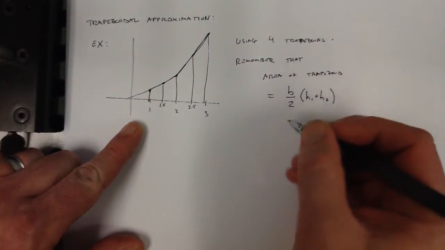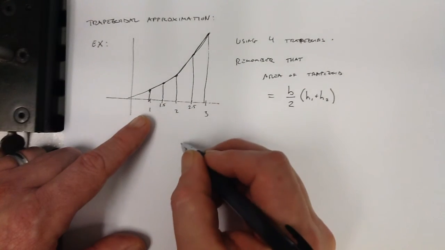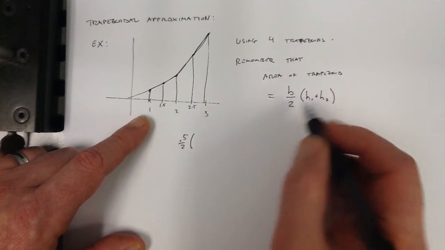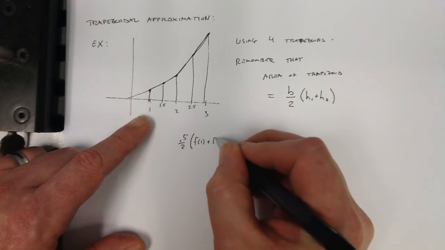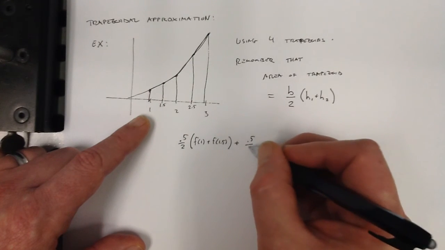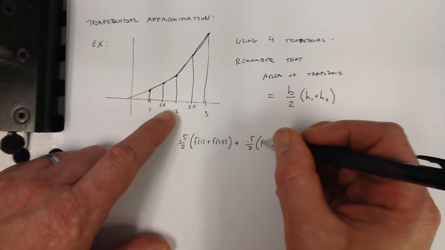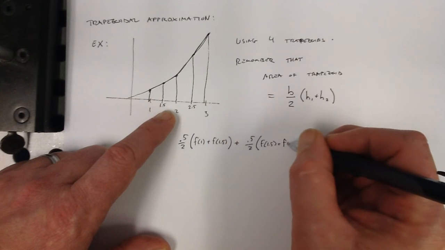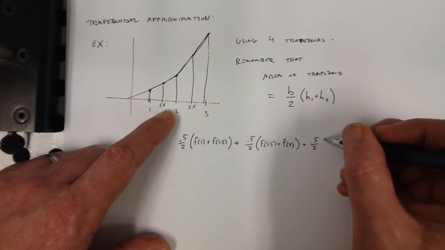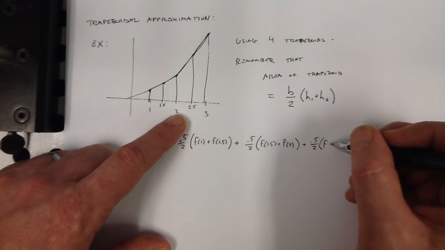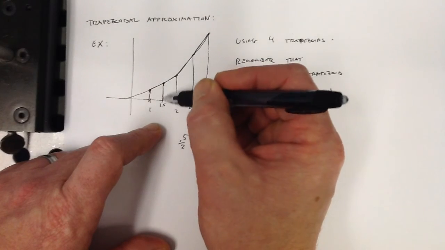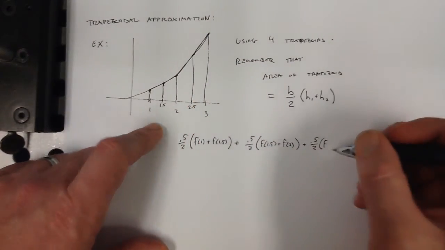So let's see if we can set that up. For each trapezoid, we have the base of the trapezoid is 0.5 over 2, and then the sum of this would be f of 1 plus f of 1.5, plus base over 2 times f of 1.5 plus f of 2, plus 0.5 over 2 times 2 f of... you notice that some of them get used twice because this height here, it's the right edge of this trapezoid, but it's also the left edge of this trapezoid. That's why that's showing up 2 times.